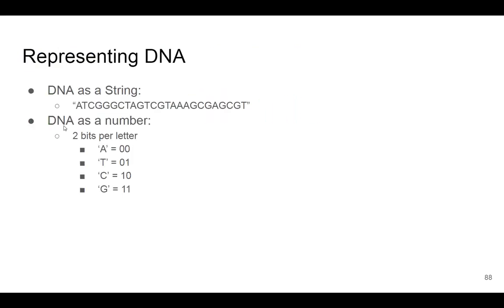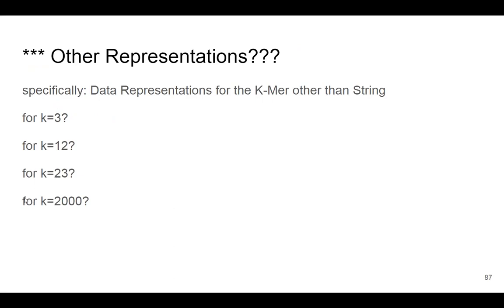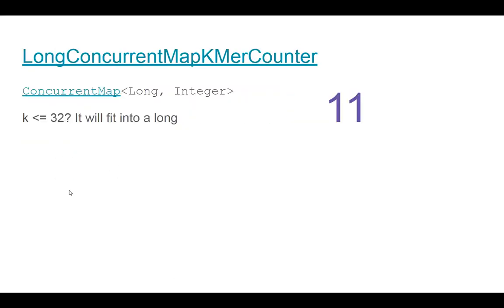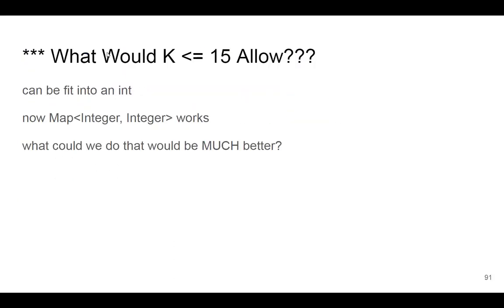If you wanted to do a 2000-mer, you'd have to use BigInteger or something like that. Or there's bit sets, I think, or something that would be a little bit better. So you can do that. And so now let's get to these other questions, which is, what would k less than or equal to 15 allow, right?